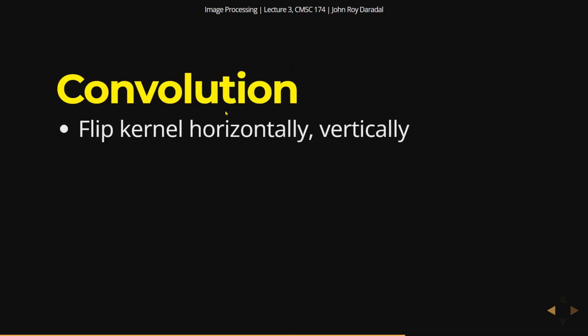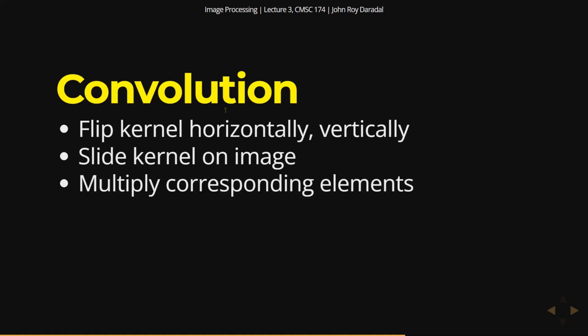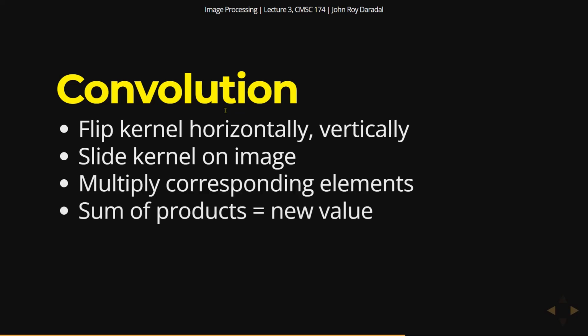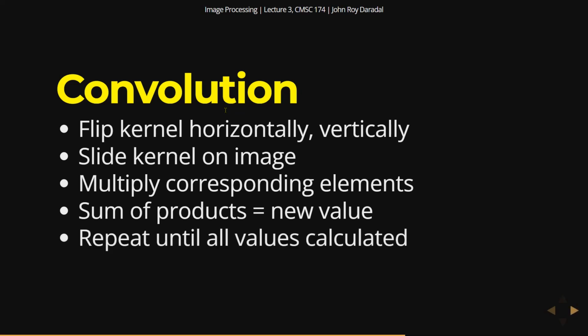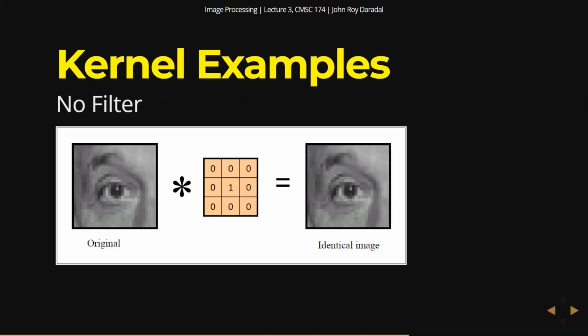So for the steps, you flip the kernel horizontally and vertically because it's a flipped dot product, and then you slide the kernel on the image, you multiply the corresponding elements, and the sum of the products would be the new value for that pixel, and then you repeat until all values are calculated. Okay, so those are the steps for convolution.